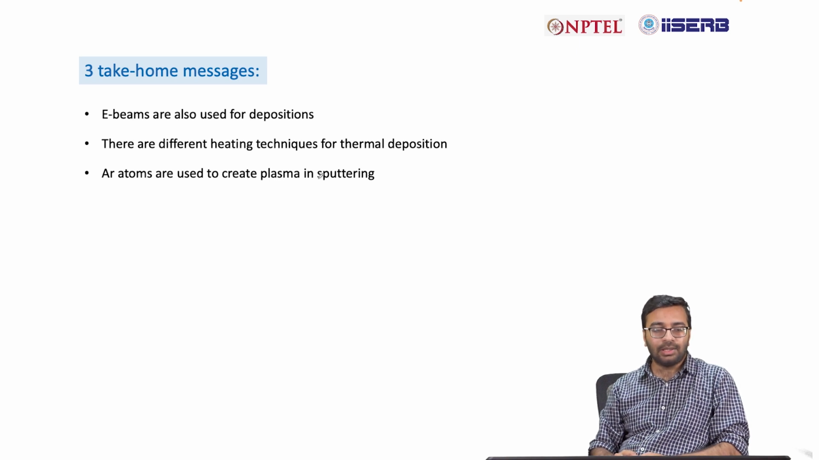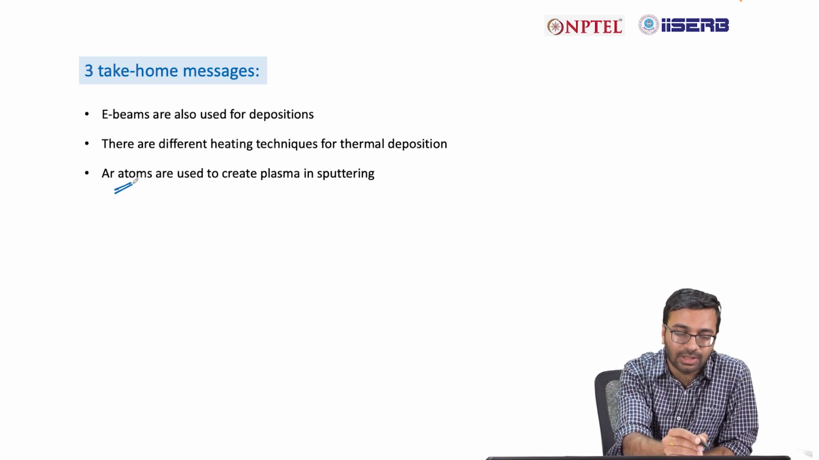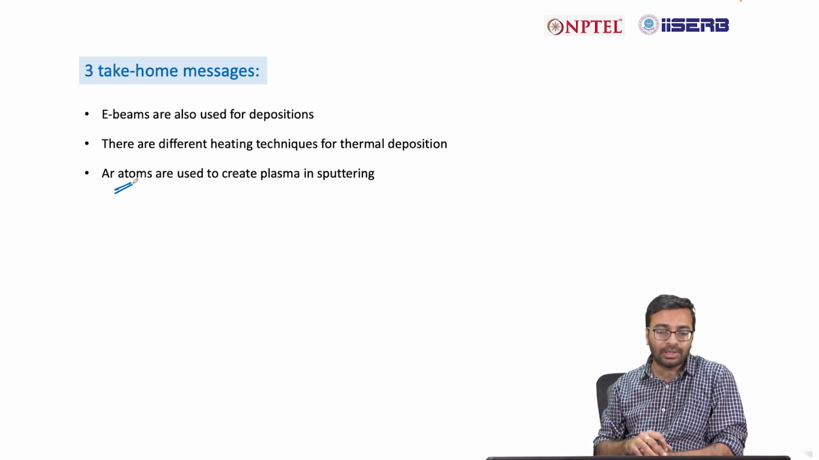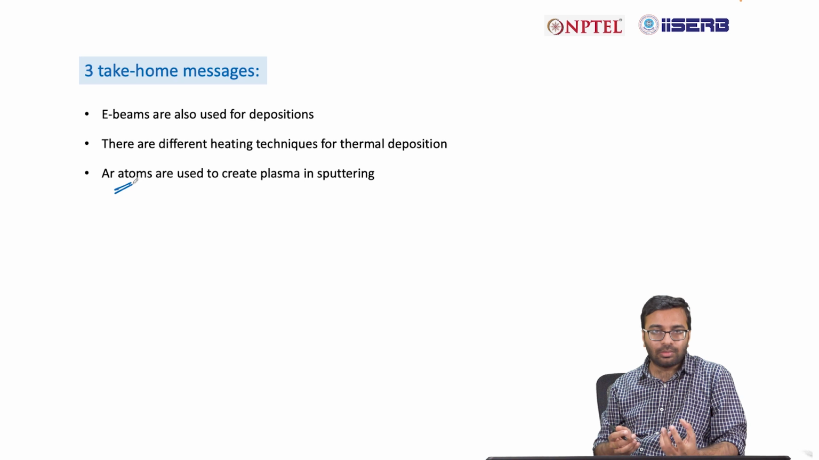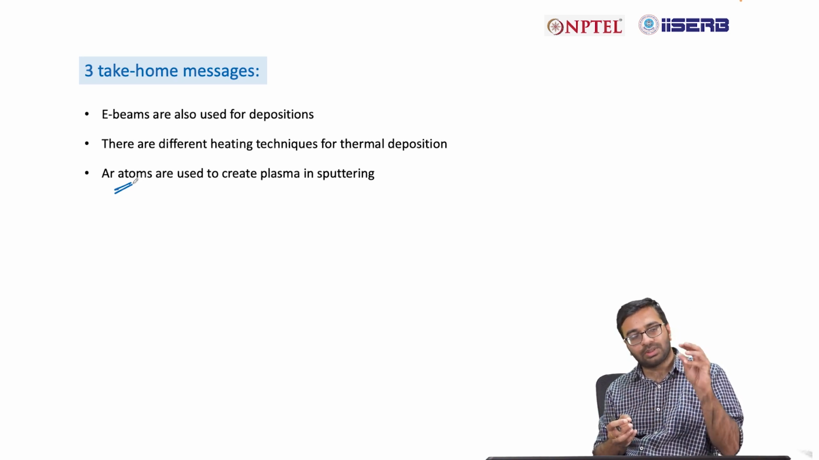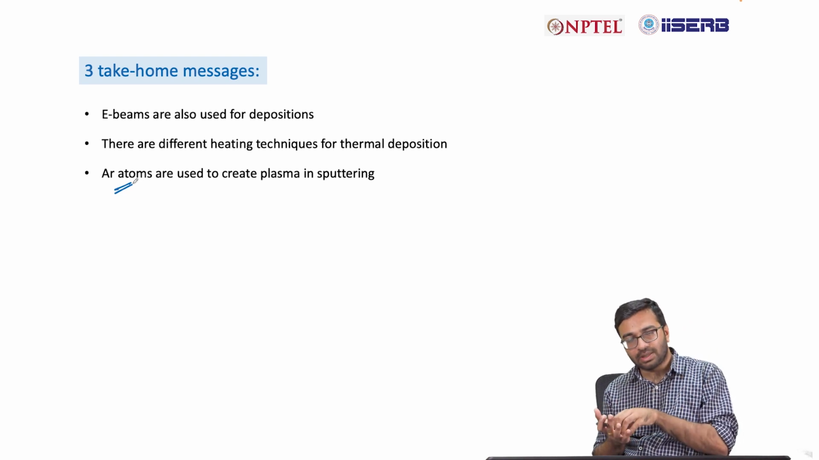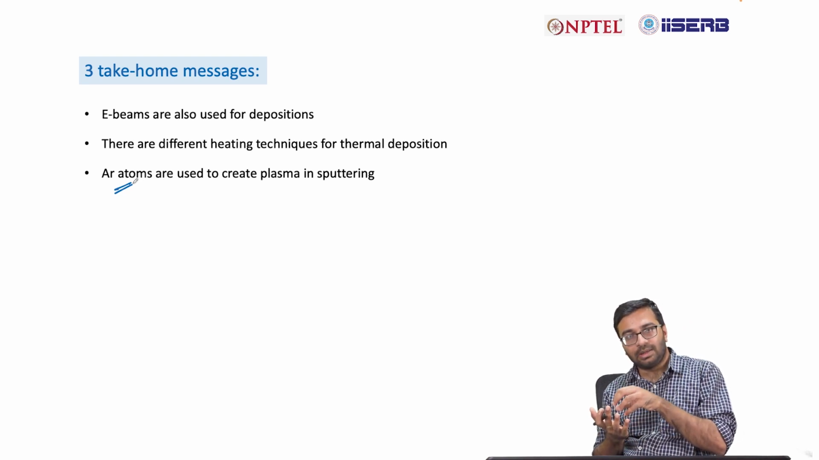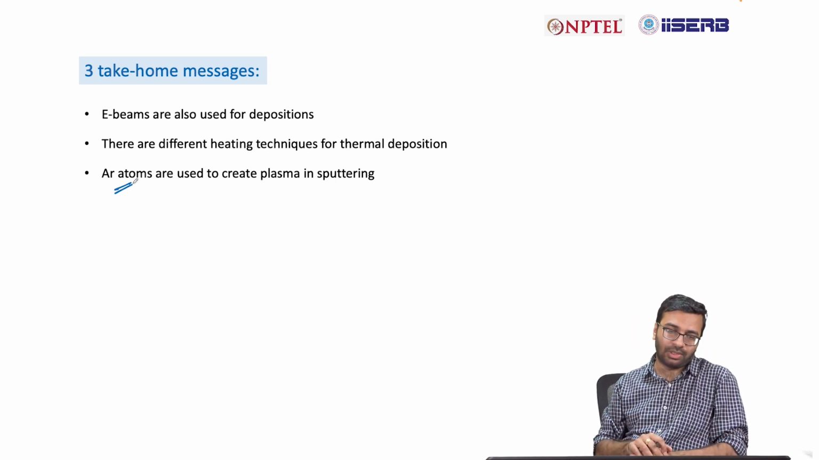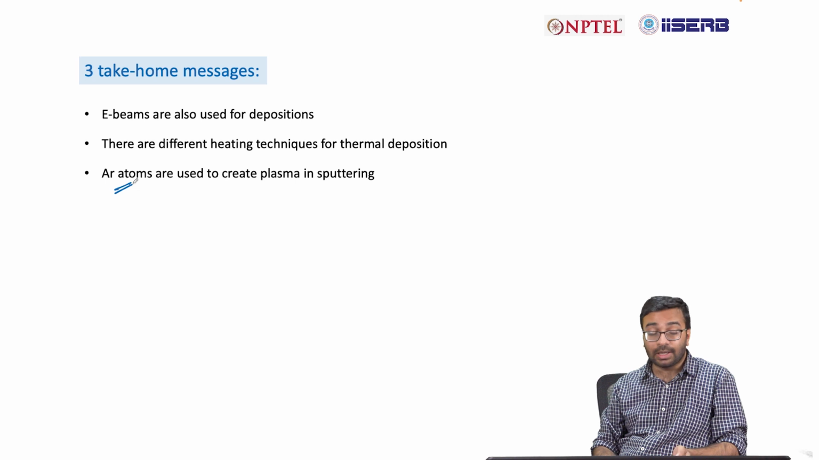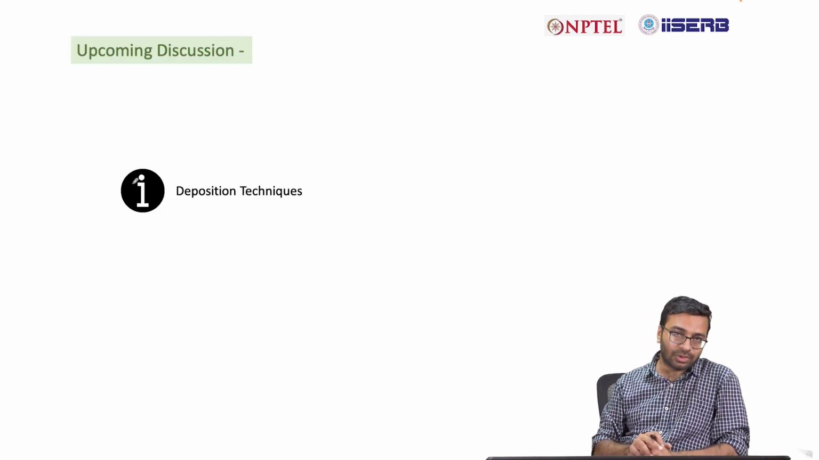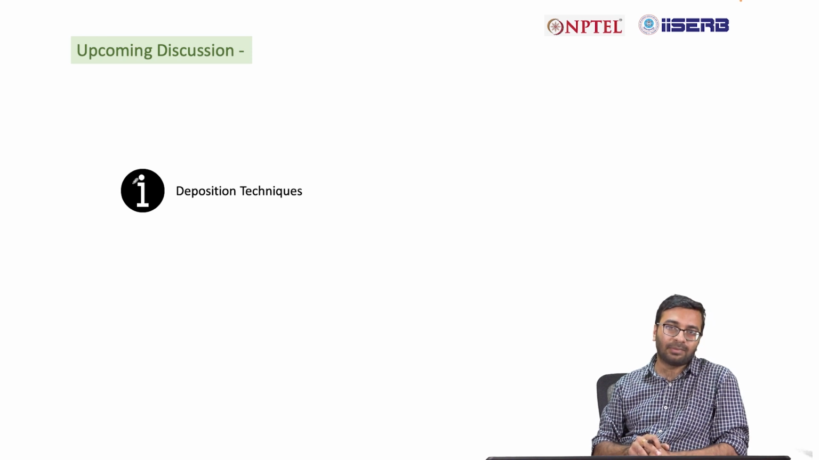Then in case of sputtering, you use argon atoms as energized atoms, or argon plasma, to make this deposition possible, because this energized argon atom will hit the target and knock out some of the atoms, and those will get deposited on the substrate. So this is more or less the sputtering technique. So in upcoming discussion, we will see some of the other deposition techniques. Till then, thank you.